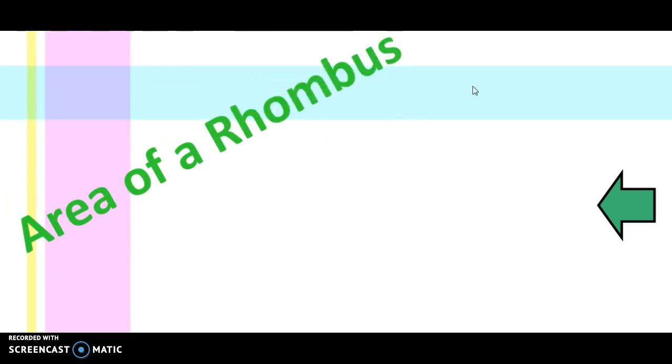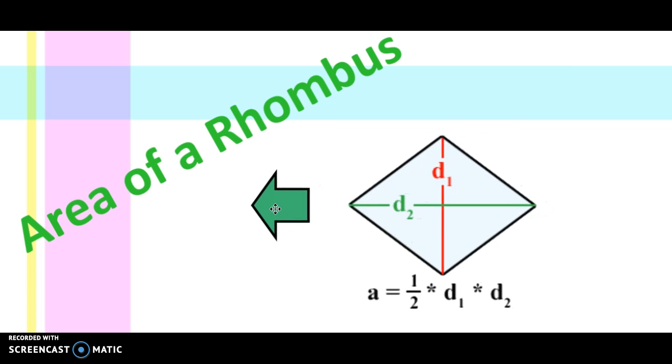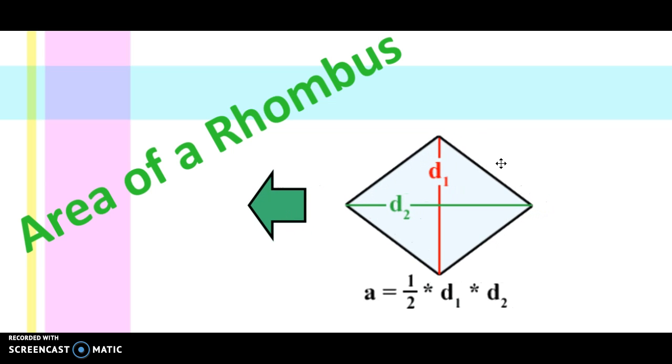Our next shape is a rhombus. A rhombus is actually a special type of parallelogram, which means you could use the parallelogram formula that you saw on the previous slide, or you can use this special formula, which is area equals 1/2 times diagonal 1 times diagonal 2. And you could find the lengths of the diagonals possibly by doing some Pythagorean theorem work, because the diagonals of a rhombus intersect at a right angle.